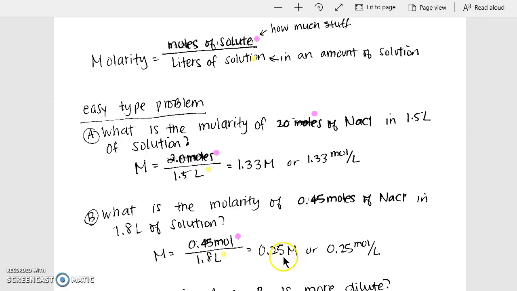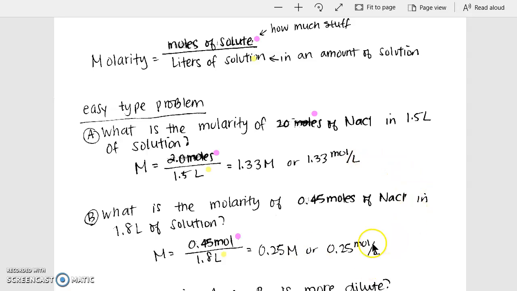Notice I say molar, I don't say molarity. You can either refer to this as 0.25 molar, or if you're writing it down, 0.25 capital M. We don't say 0.25 molarity. That's not how we express concentration. Those are the units for concentration: capital M, or if you're saying it, molar.